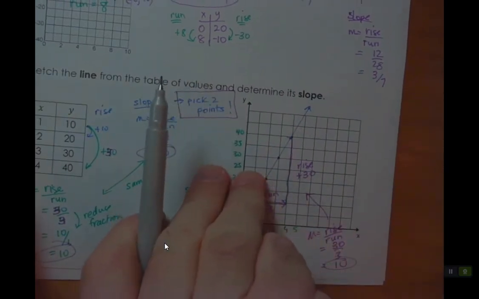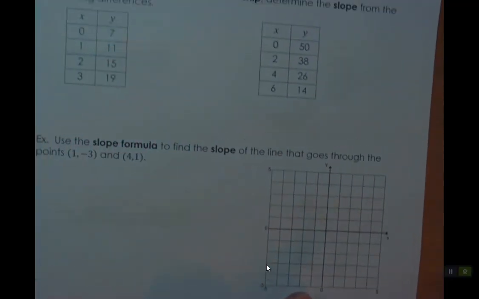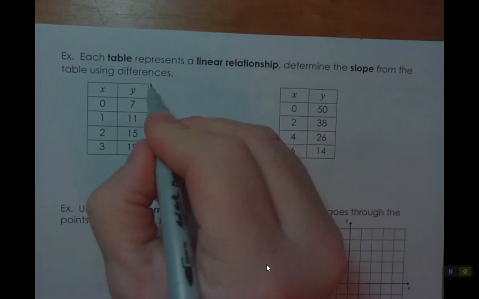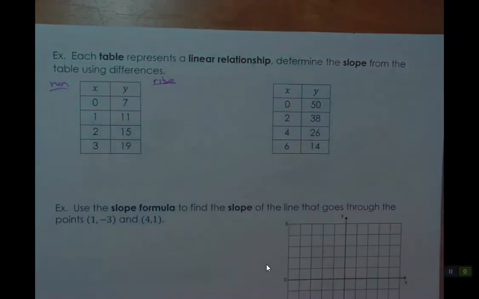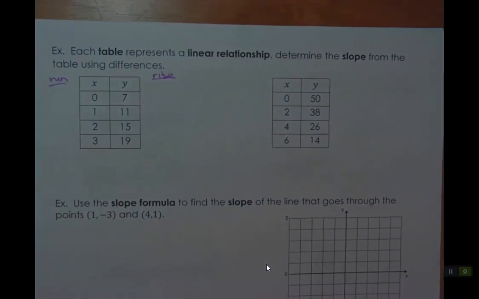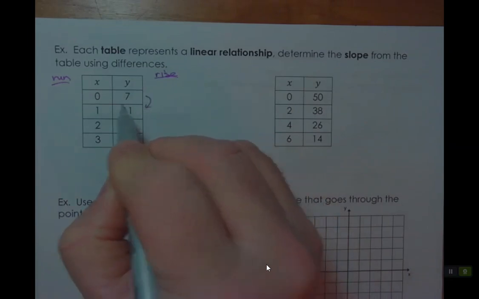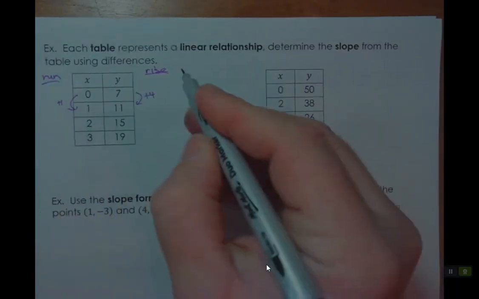All right, on to the next page. So just like we did before, we can find the slope from tables. And it's as simple as doing rise and run for each of these. And it doesn't matter which point you choose. I could make it simple to myself. Here I added 4 to 1.